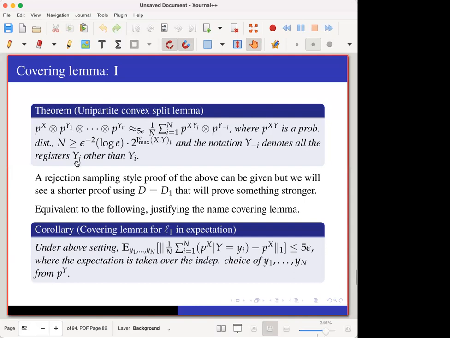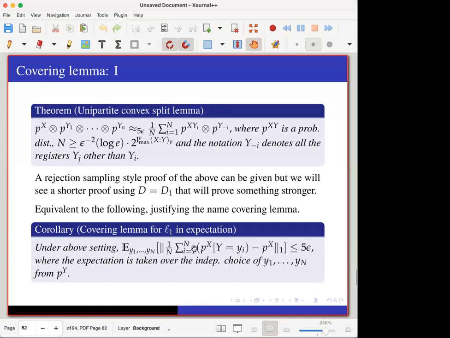So under the same setting as above, the same n and all that, consider the following. I choose y1 to yn independently from the marginal p1. Now, once the symbols are chosen and fixed, I will look at the conditional probability distribution of x given y equal to y1, then the conditional probability distribution on x given y equal to y2, y equal to y3, and so on.